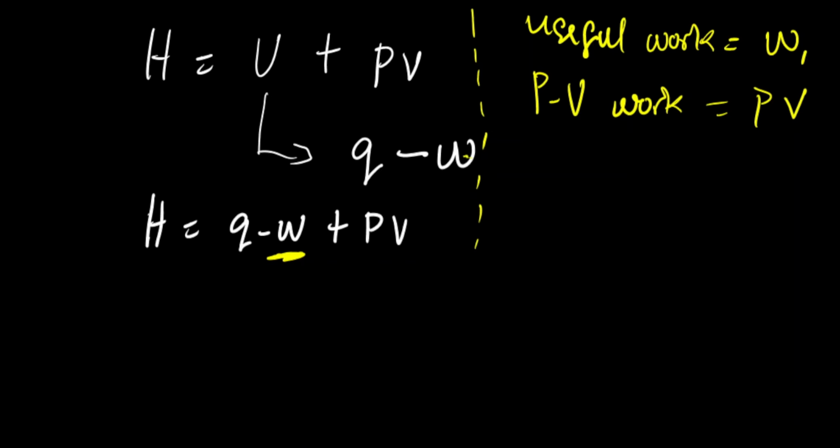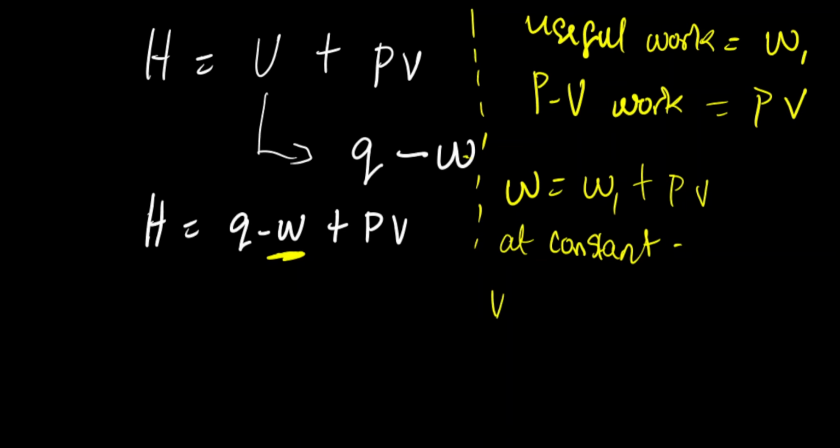That would be work done on the system that doesn't necessarily lead to an increase in volume, and work done by the system that doesn't necessarily have to do with pressure and volume. That would be the useful work. And what we have here, W, is the sum of both the useful work as well as the pressure volume work. It's important for us to take note of this. And now, at constant pressure, this total work would be the sum of the useful work as well as the pressure times the change in the volume.